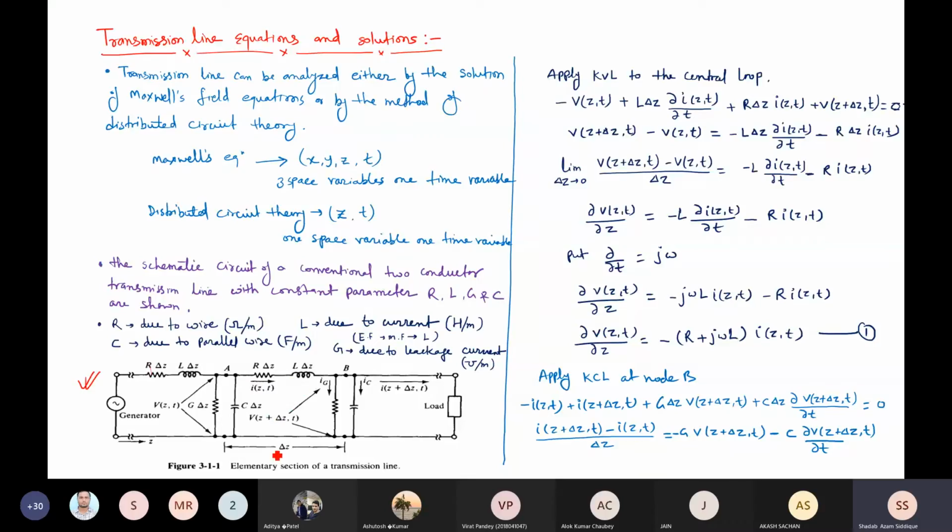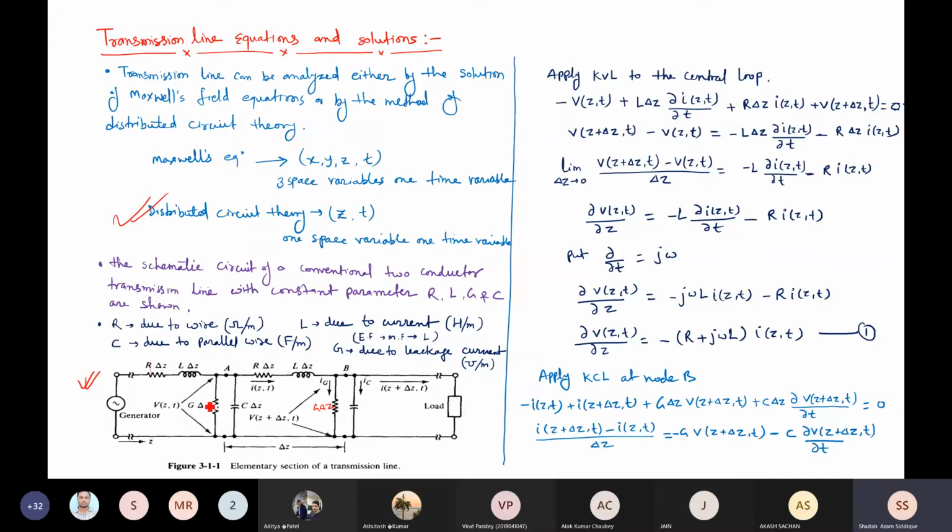This is the elementary section of the transmission line, and all these resistance, inductance, and so on are in connection with delta Z, so we have just multiplied with delta Z. Delta Z is a small element of the transmission line, and we multiply resistance with delta Z, inductance with delta Z, and similarly conductance G with delta Z, and C with delta Z. And the voltage present here at point A is represented as V(z, t), because we are doing the distributed circuit theory analysis, so we take just two variables, z and t.